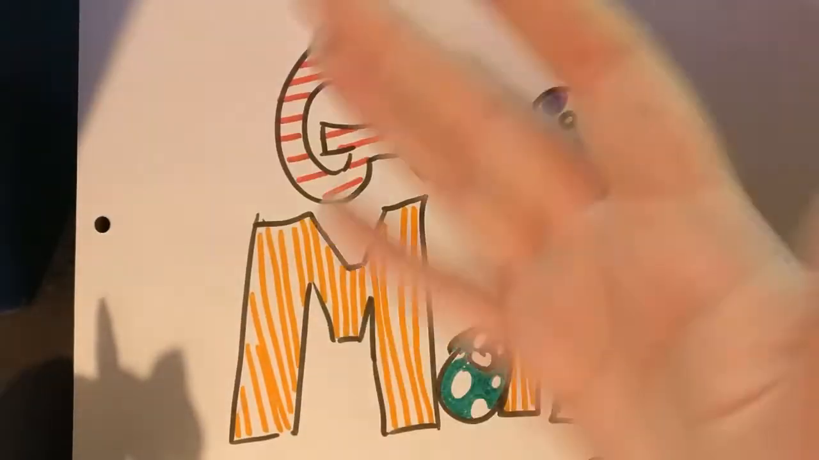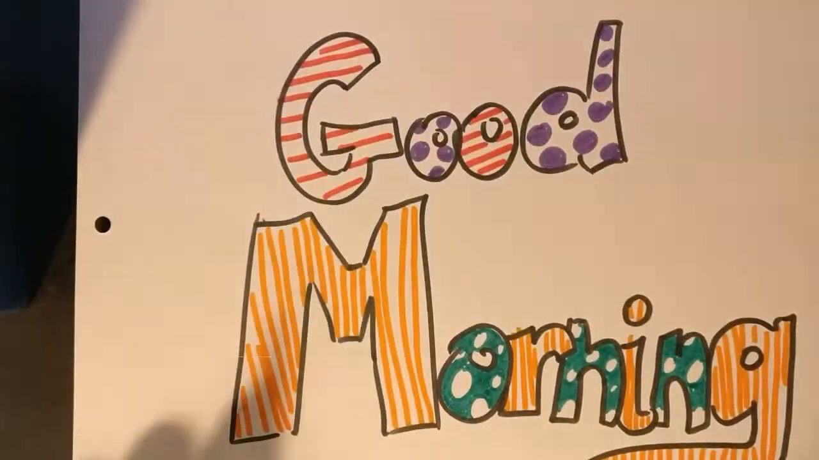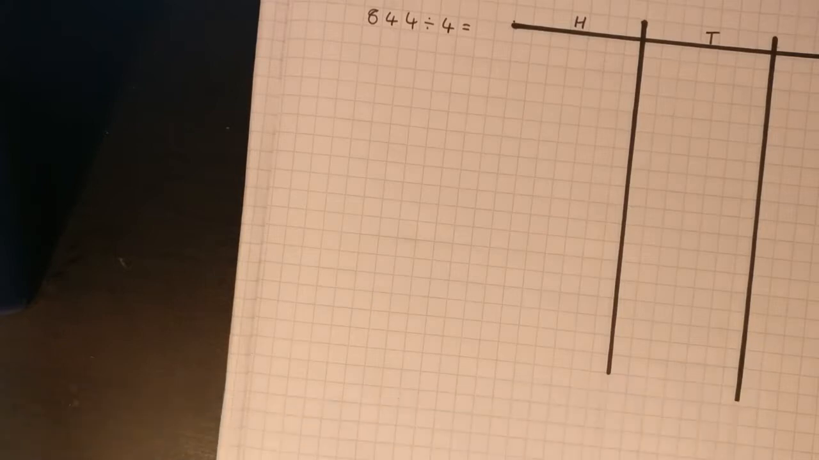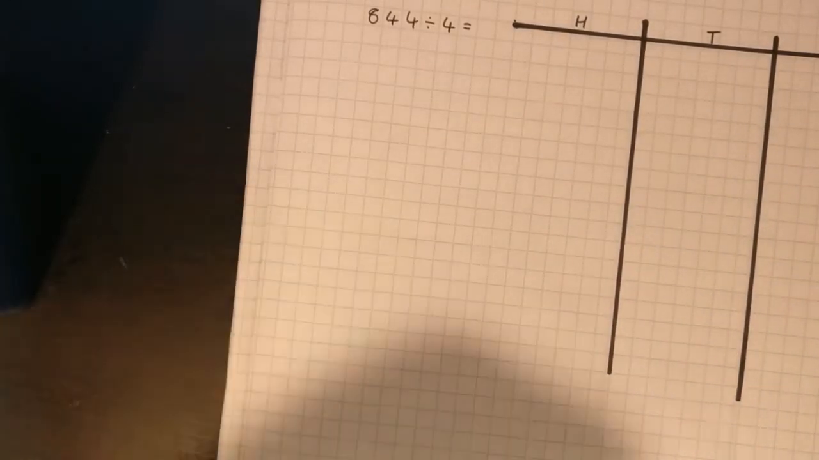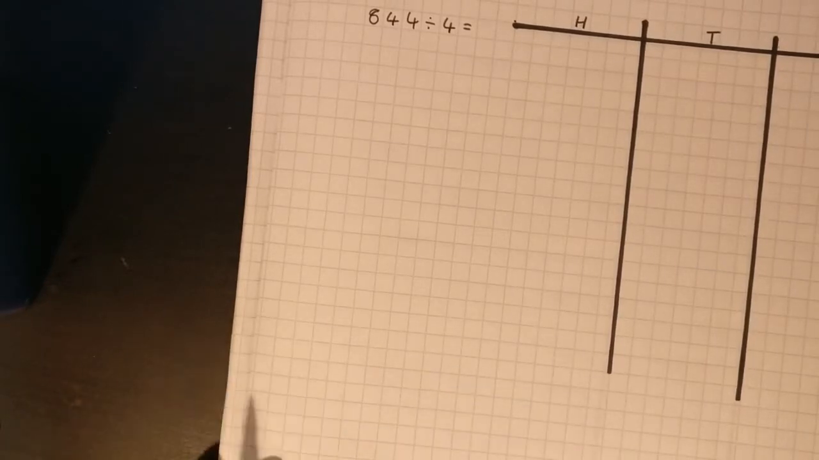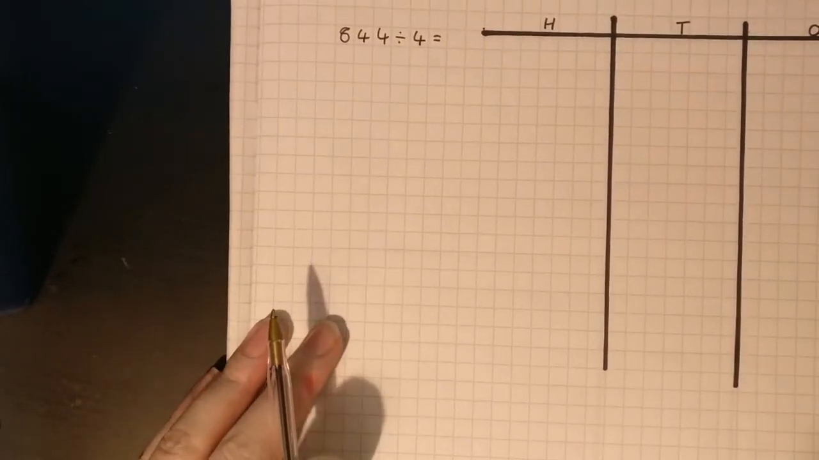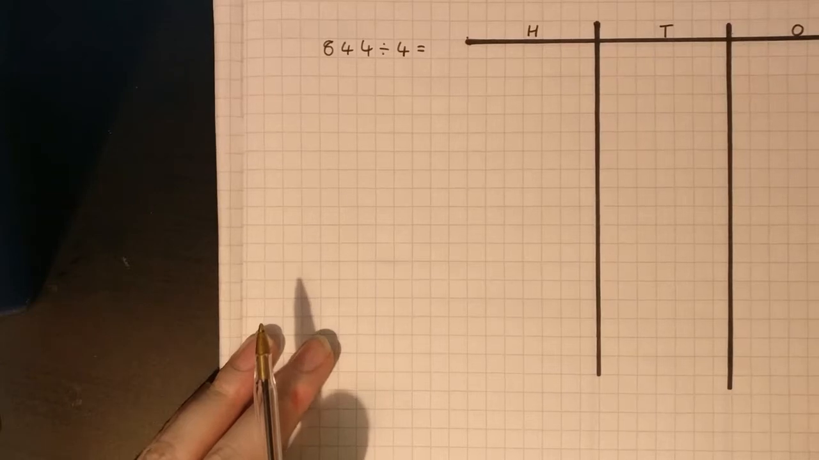Good morning, Year 4. I hope you're all well. It was a bit chilly this morning and hard to get out of bed. We just wanted to snuggle up and be warm and cosy. But we need to get up and we need to get on with our lessons, don't we?